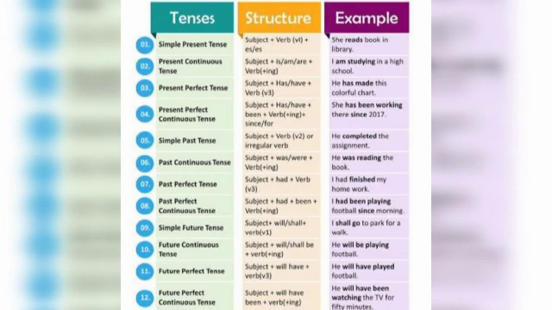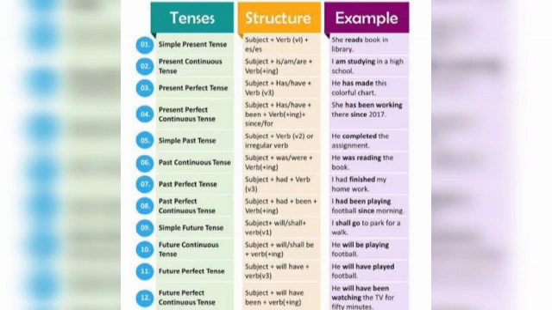The third type is present perfect tense. It is used to express an action that began in the past and is continuing in the present. Its structure includes subject plus has, have plus verb third form plus object. For example, he has made this colorful chart.